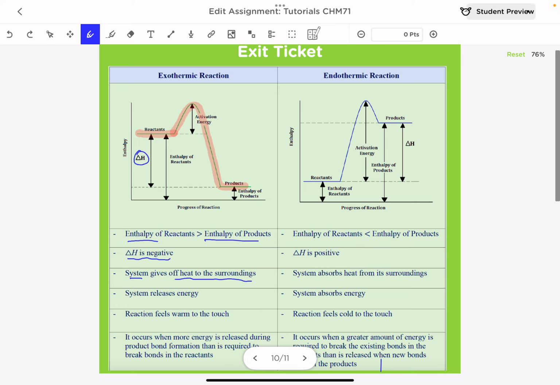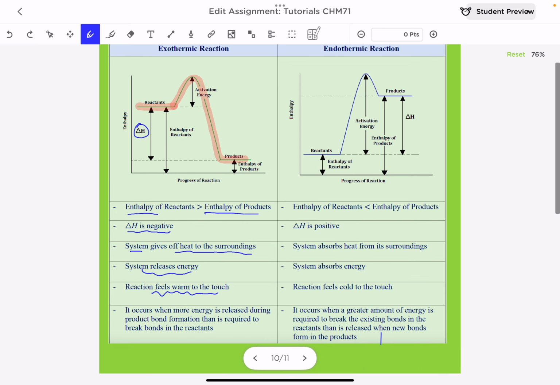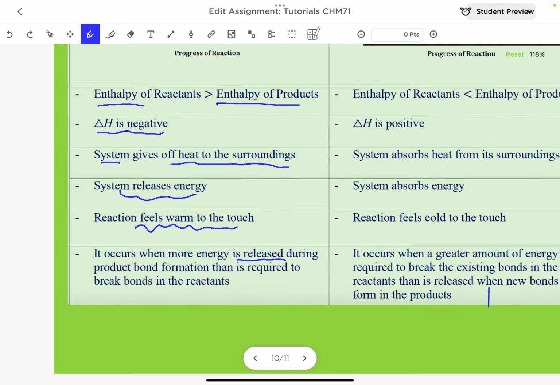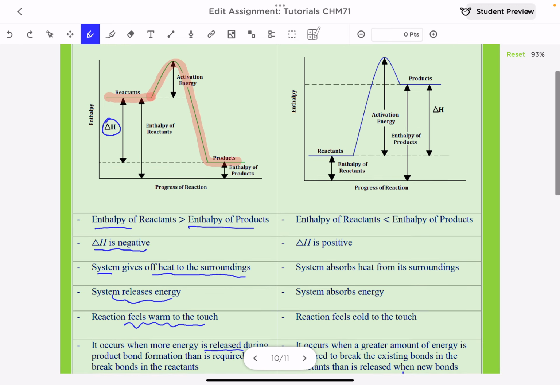So if I touch the beaker where the reaction is going on, my hand is a surrounding, so it will feel warm to touch since the energy was released to the surrounding, so the temperature of the surrounding will increase. So again, an exothermic reaction occurs when more energy is released during product bond formation than is required to break bonds in the reactants.